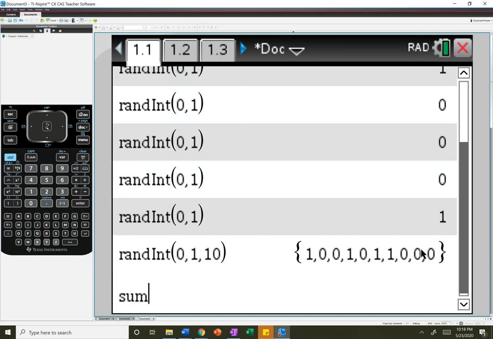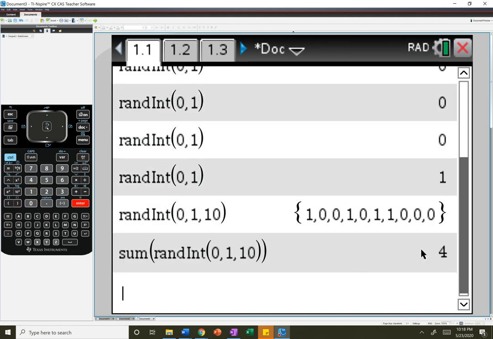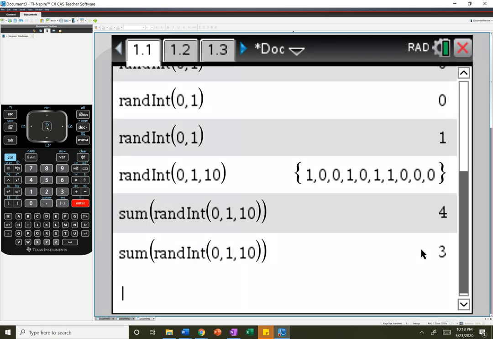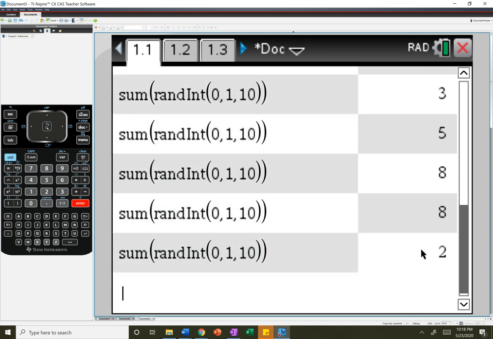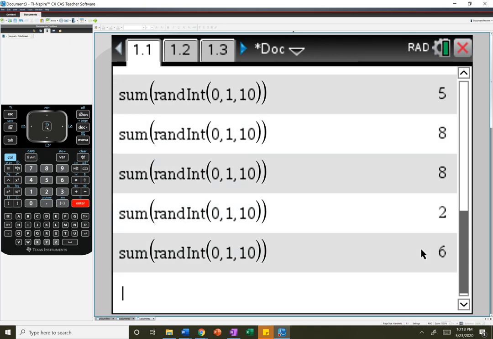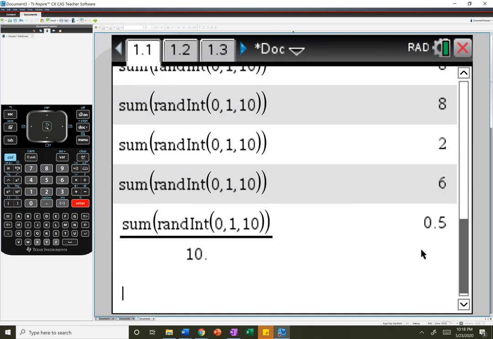But to make our lives easier, I'm going to have the calculator, and again, you don't need to know how to do this, add all those numbers up. So I got 4 heads, 3 heads, 5 heads, 8 heads, 8 heads, 2 heads, 6 heads. If we were in a class, we'd all be finding a bunch of p hats. We're going to generate a whole bunch of sample proportions, where we're not all looking at one coin flip, we're looking at the sample proportions that we all got.